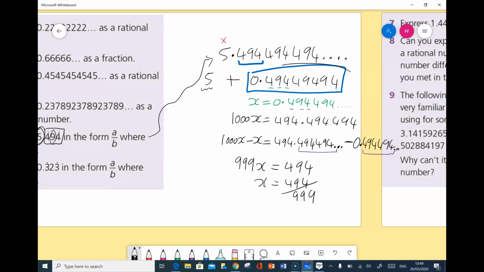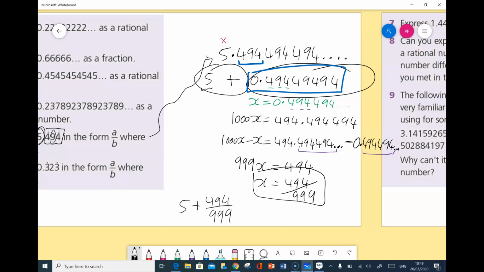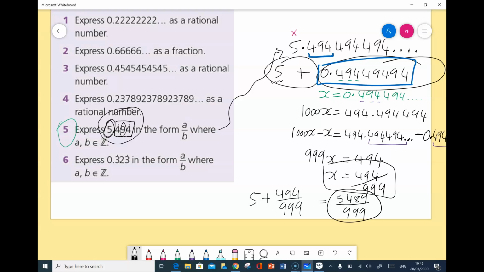Now that's enough to get you this, but we still have our 5, which needs to be added on. So finally, towards the end, we have to do 5 plus 494 over 999. You can do that in your calculator if you want. 5 plus 494 over 999, and you get 5489 over 999. Hit your change button just to check. Yeah, and that's our recurring decimal that we started with. That's a tough one, guys. So practice that a couple of times, and if you have a question, get back on to me.